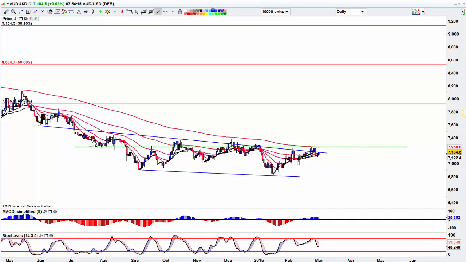Keep an eye on this Aussie US dollar because we've got this chart pattern here. If we start closing above here, I think we could get a spring in our step and start to go for 75.